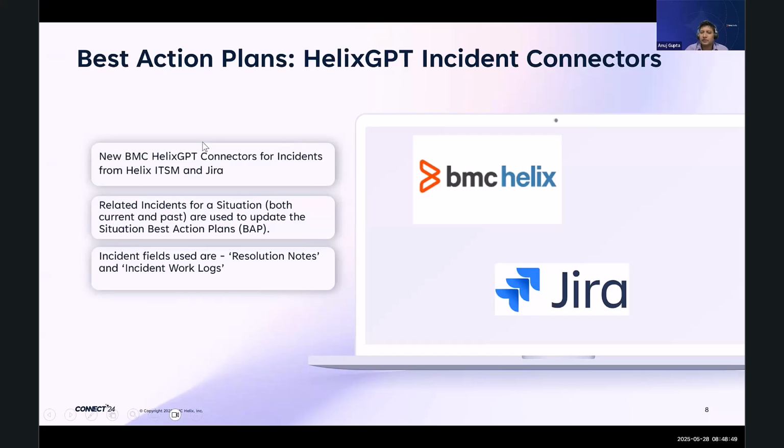For these situations, we look at all the related incidents, be it the current open related incidents as well as incidents related to similar situations. All of that in conjunction is used to update the best action plans. And as I mentioned, similarly, as part of our greater service story, the same mechanism is going to extend even to our ServiceNow platform as well.